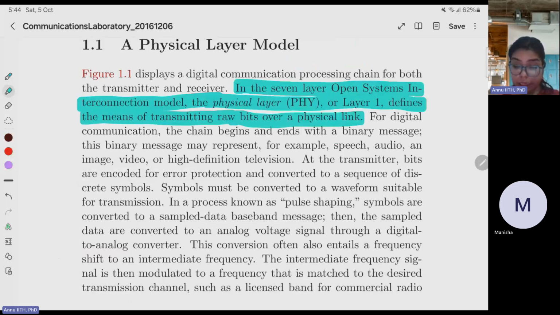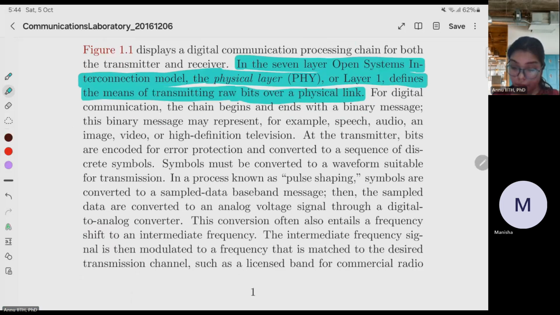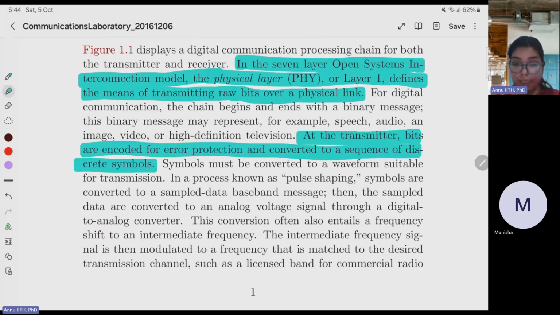For a digital communication, the chain begins and ends with a binary message. This binary message may represent, for example, speech, audio, or image, or high definition television. At the transmitter, bits are encoded for error protection and converted to a sequence of discrete symbols.